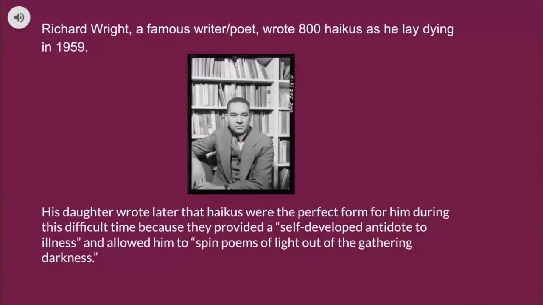Richard Wright, he's a famous writer and poet, he wrote Native Son. He also wrote 800 haikus, 800 as he lay dying in 1959. And later his daughter wrote that this was the perfect thing for him to be doing during this difficult time. She said it developed for him an antidote to illness, and it allowed him to, quote, spin poems of light out of the gathering darkness. Many would argue that right now we are going through a moment of gathering darkness and we need more light.